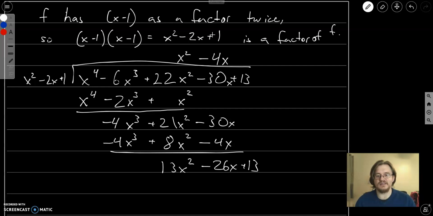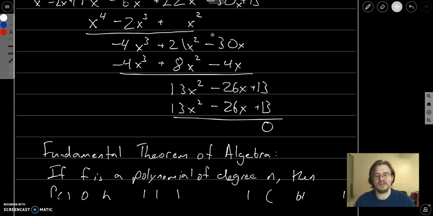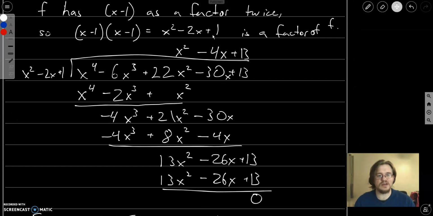And this will be 13 times. If I divide 13x squared by x squared, I'll get 13. So after I multiply 13 times x squared, 13 times negative 2x, 13 times 1, it divides evenly. So our check was good. I've run out of a little bit of space here.